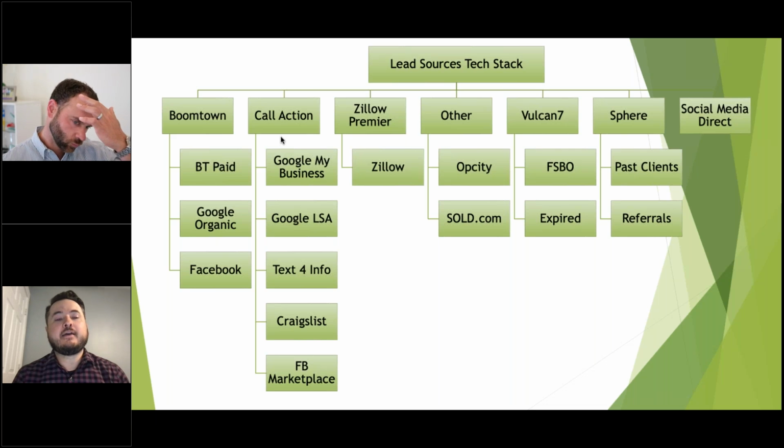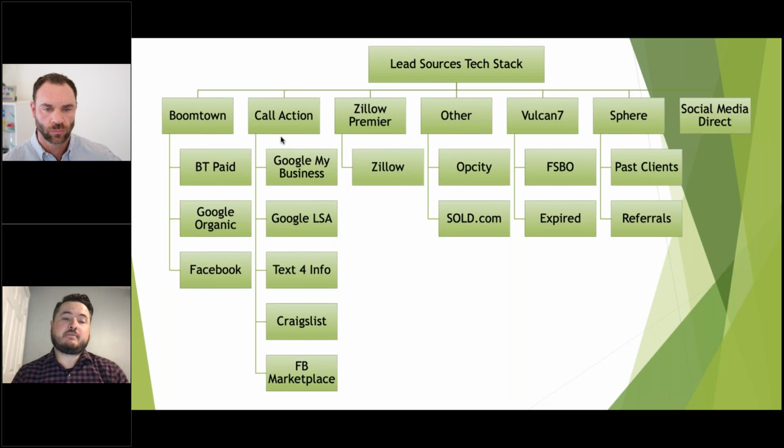Same thing with Google LSA. LSA is just the local service ad, but it works in a very similar way as Google My Business. Text for info. This is a newer one for us that we've implemented, but on all of our listing signs now, we have a text for info line. I actually didn't put a picture of the sign in here, I probably should have, but basically at the top of our listing signs, there's a text for info line, and it says text 110 to this number that's very easy for people to remember. It's a 225 area code and then a lot of consecutive similar numbers so they can easily remember it. And when they text that info to us, that's also lead capture because it communicates with Boomtown. It puts the customer in there as a lead.